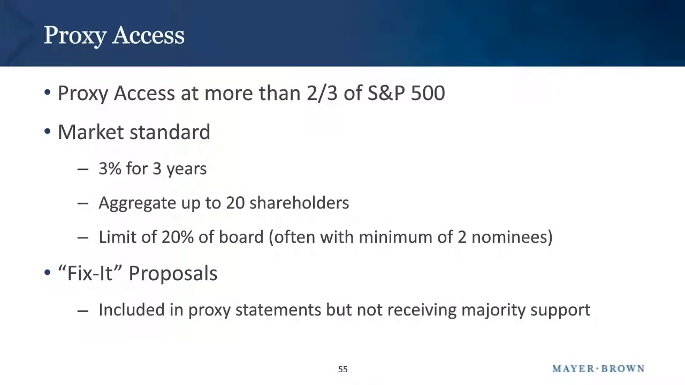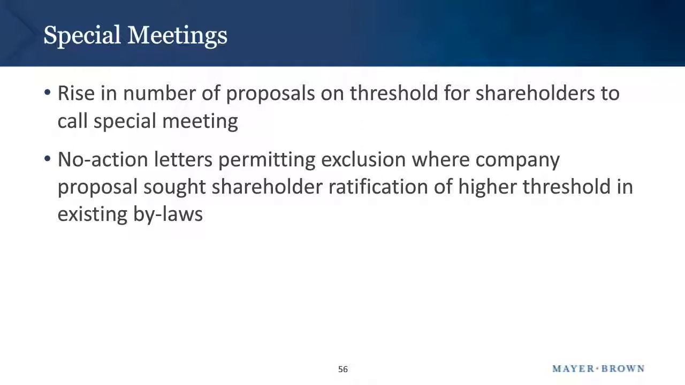As for specific proposals, I won't spend much time on proxy access this year because it's been implemented at many companies in a market standard form, as summarized on this slide. As a result, fewer proxy access adoption proposals were submitted during the 2018 proxy season, although there were a number of fix-it proposals also trying to modify existing proxy access provisions. And there were quite a few proposals seeking to reduce the threshold of shareholders needed to call a special meeting. In an interesting development, some companies were able to exclude the proposal under 14a-8(i)(9) as conflicting with a management proposal. They did this by seeking ratification of existing special shareholder meeting provisions.